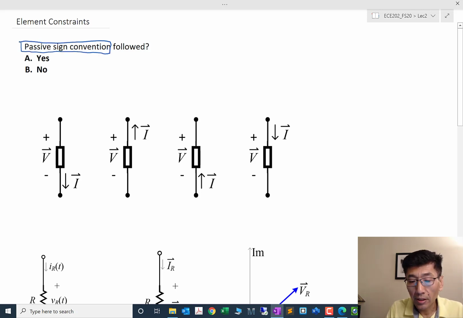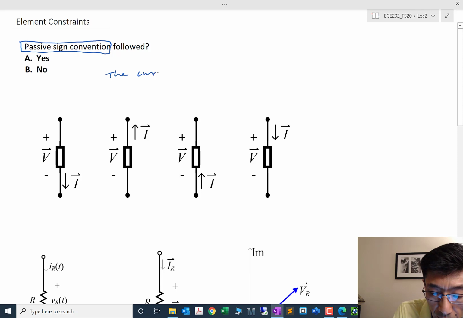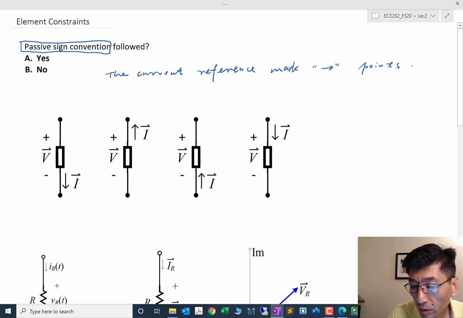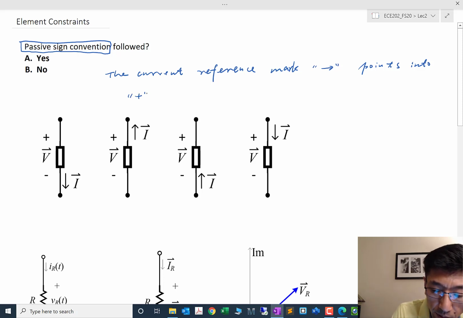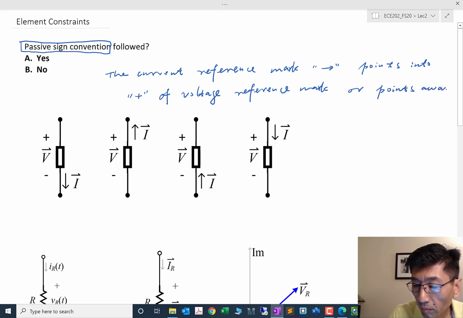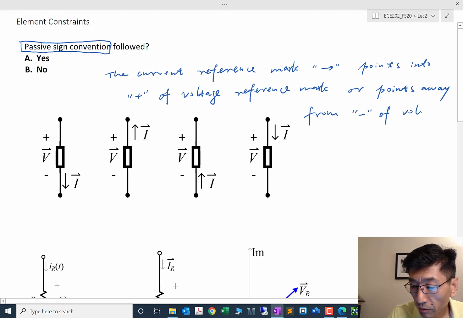So the passive sign convention is: if the current reference mark, basically we use an arrow, points into the plus of the voltage reference mark, or points away from the negative sign of the voltage reference mark.